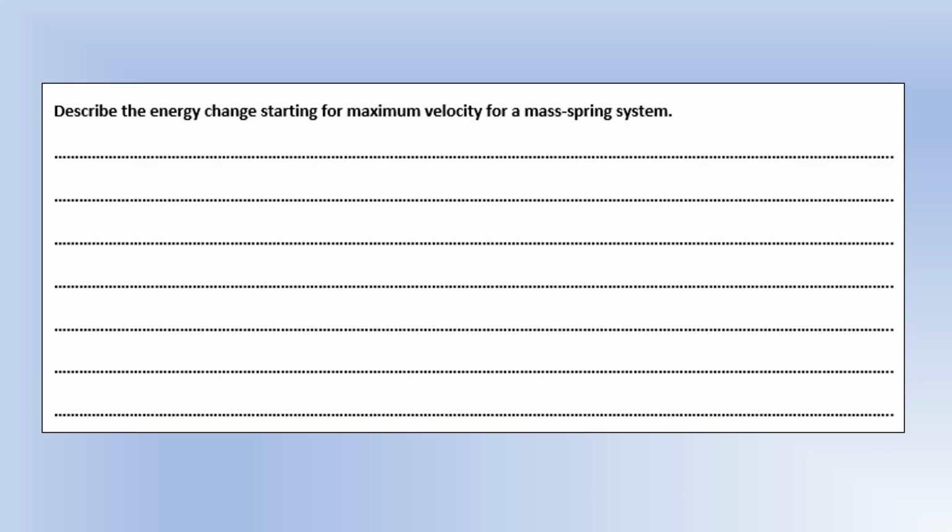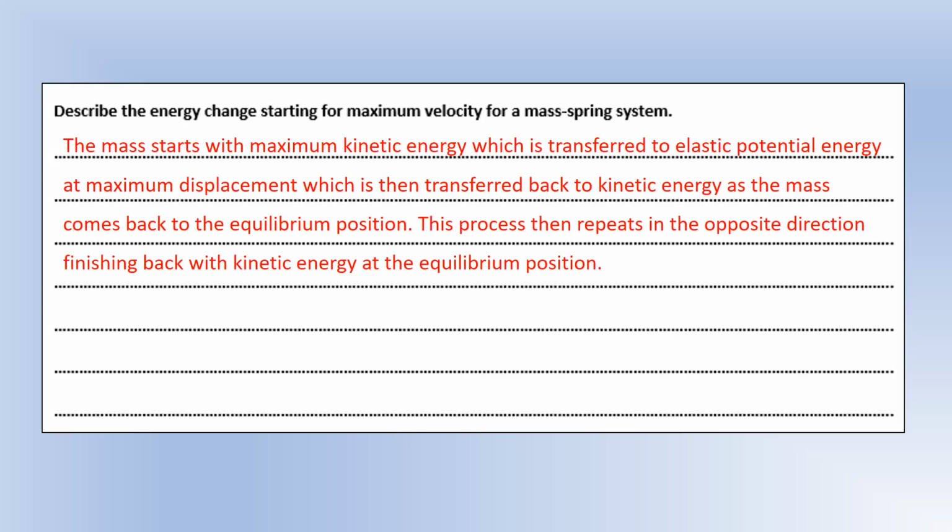So we can do the same thing for a mass spring system, but this time we'll start where it has maximum velocity. So it starts off with maximum kinetic energy, which gets transferred to elastic potential energy at maximum displacement. It's transferred back to kinetic energy as the mass comes back to the equilibrium position. It then does the exact same thing on the other side, transfers to EP, and then comes back to kinetic energy again at the equilibrium position, and it's now completed one full cycle.